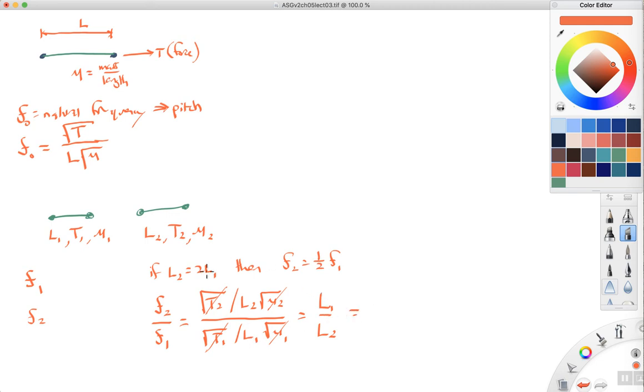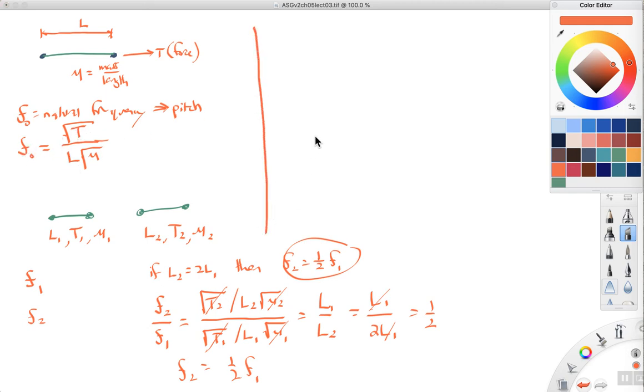If we specify that L2 is twice L1, we put twice L1 for L2, and L1 remains the same right here. Cancel these out, and you get 1/2. In other words, F2 is equal to 1/2 of F1, which is exactly what we anticipated. So that makes sense. The frequency should go inversely as the length.